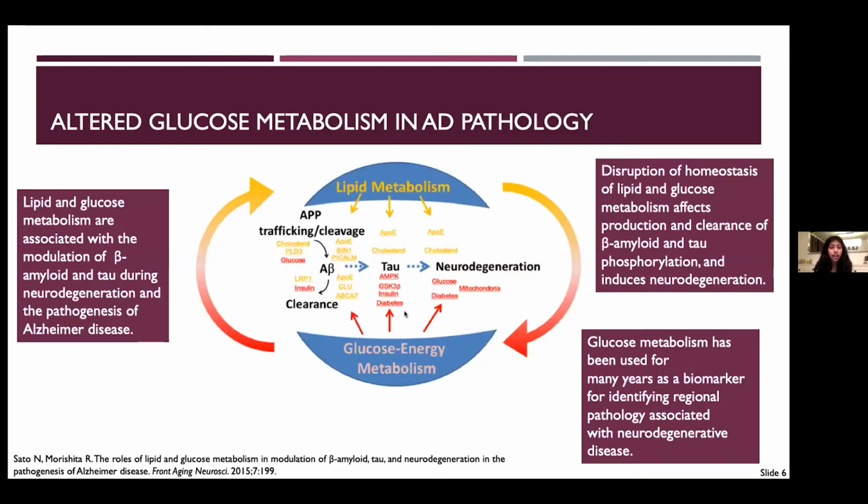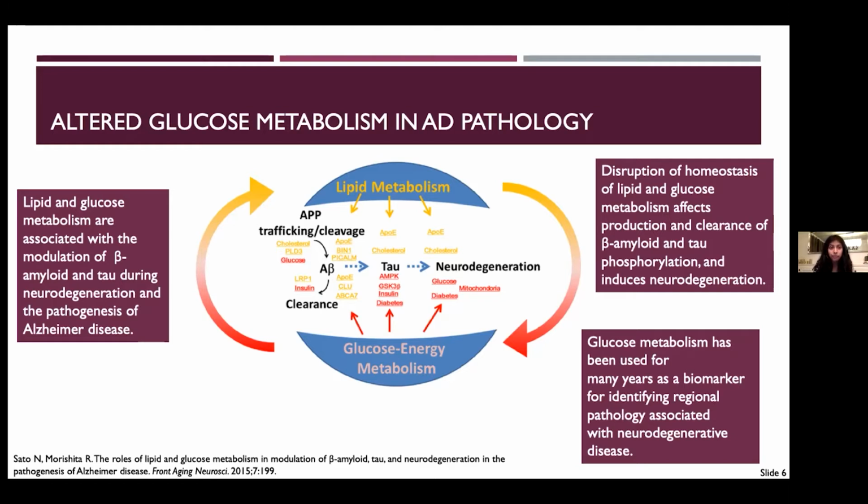So to do this, accumulating evidence has been pointing towards altered glucose metabolism in Alzheimer's pathology. So it's seen that the glucose metabolism is disrupted, and so this affects the production and clearance of the beta amyloid and tau phosphorylation, and this induces neurodegeneration because we aren't able to supply the nutrients to the brain cells as it would be in case of a normal human being.